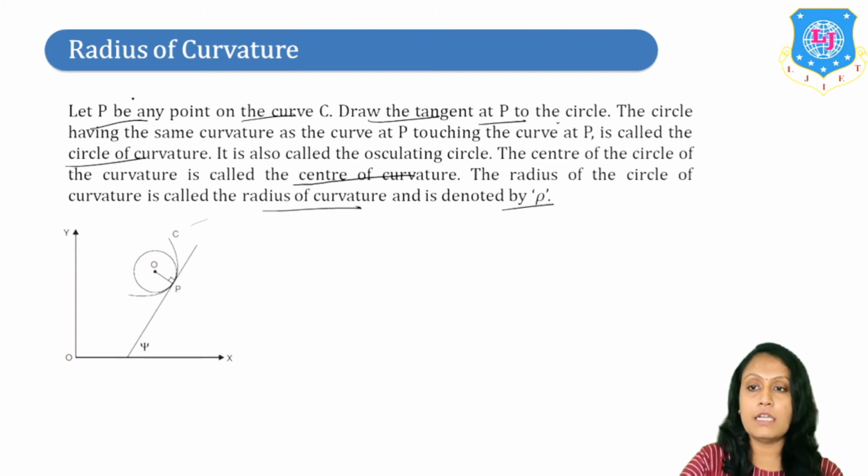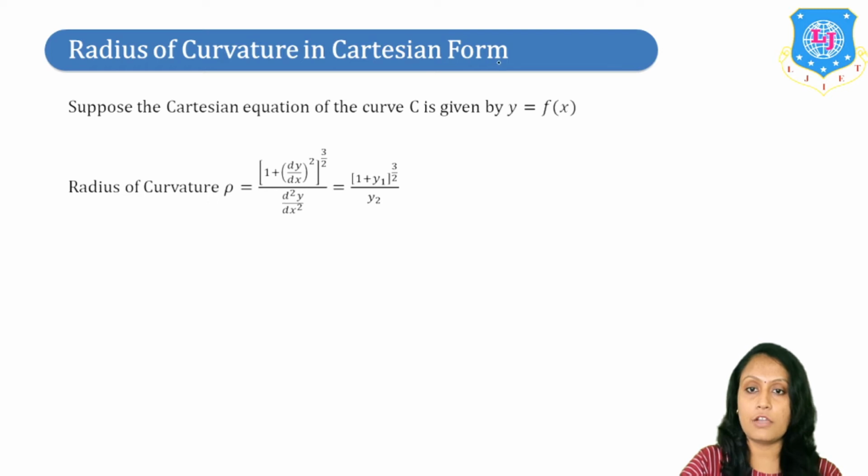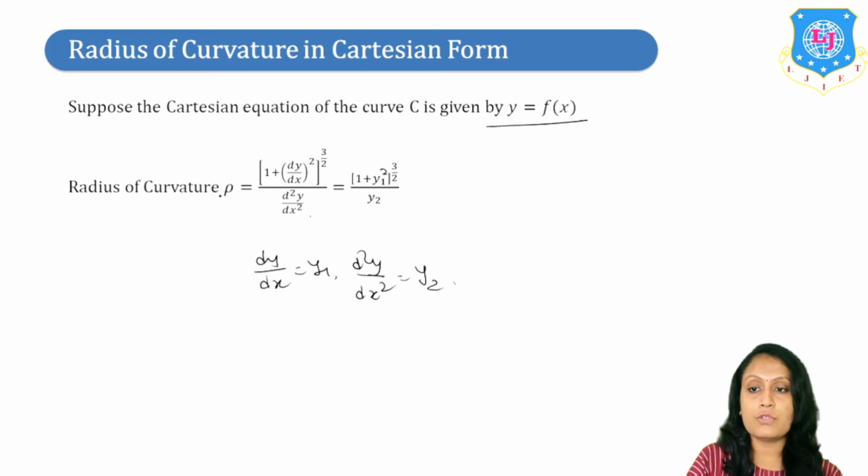Okay, now let's study the radius of curvature in Cartesian form. Suppose the Cartesian equation of the curve C is given by y = f(x). Questions will be given to us in the form y = f(x). So the radius of curvature rho is given by (1 + (dy/dx)^2)^(3/2) upon d^2y/dx^2. Now this dy/dx we will write as y1, and d^2y/dx^2 as y2. So the rho formula is (1 + y1^2)^(3/2) upon y2.